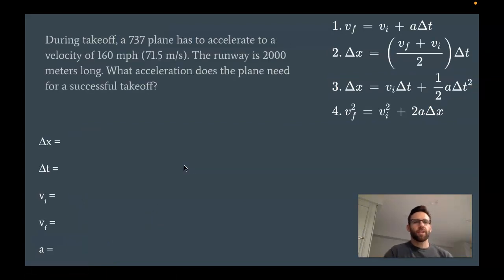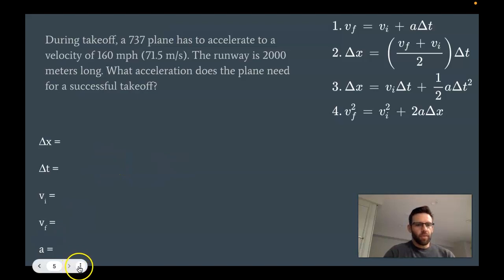All right, during takeoff, a 737 plane has to accelerate to a velocity of 160 miles per hour. That's about 71.5 meters per second. The runway is 2,000 meters long. What acceleration does the plane need for a successful takeoff?